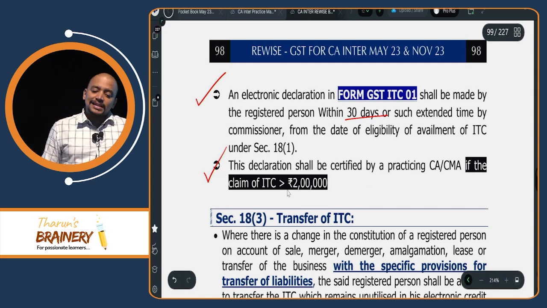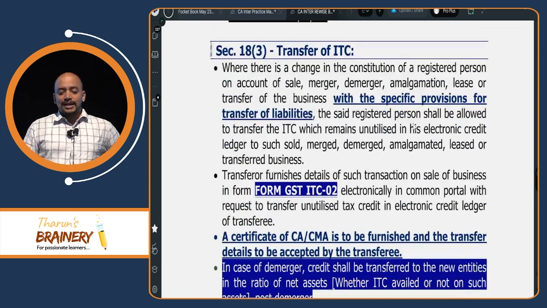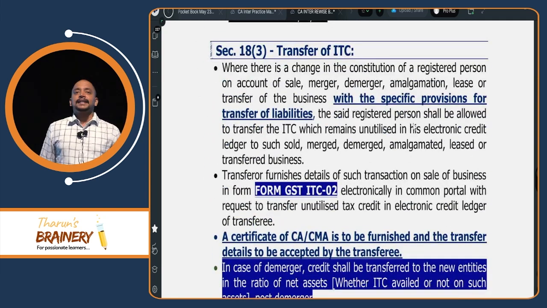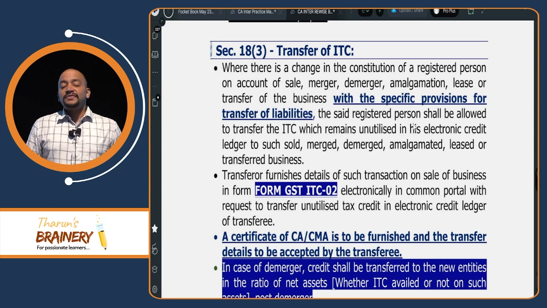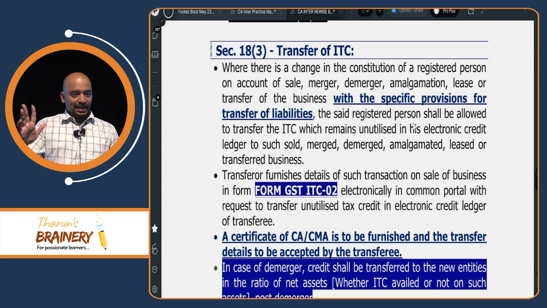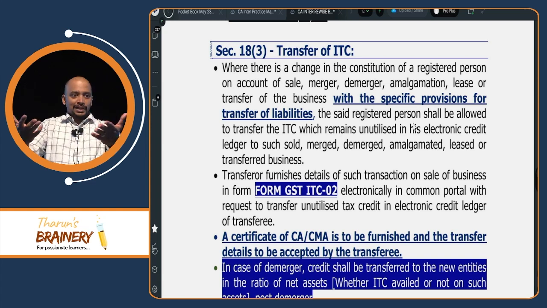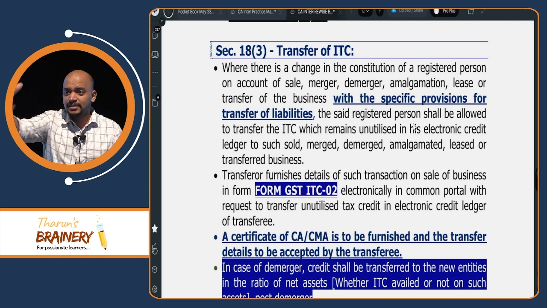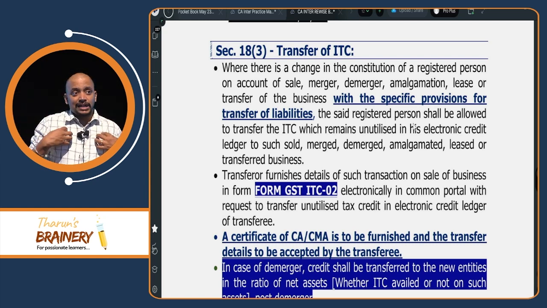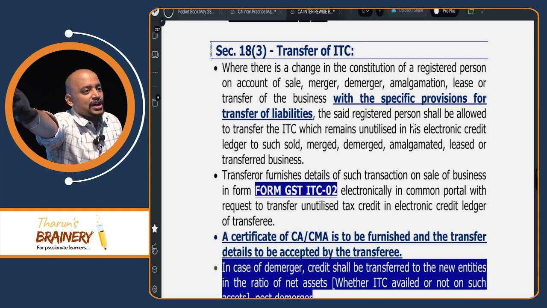And suppose the claim exceeds 2 lakhs, that should be certified by a CA or CMA. Then, next one, transfer of ITC, Section 18(3). Whenever there is a transfer of business with specific provision for transfer of liabilities. Say, I am having a business and you have taken it over. So in case of takeover, either merger, amalgamation, whatever it may be, the unutilized ITC in the transferor's electronic credit ledger will move to the transferee's electronic credit ledger.